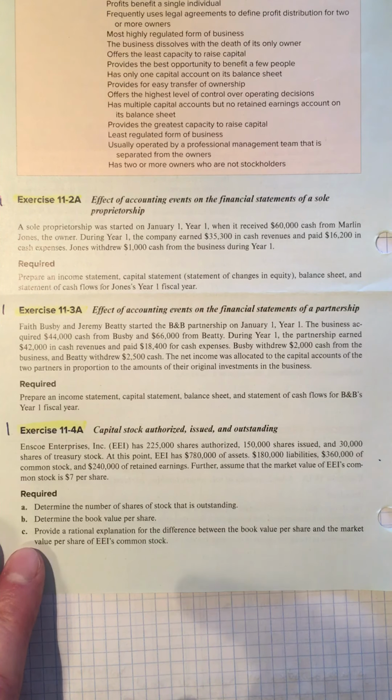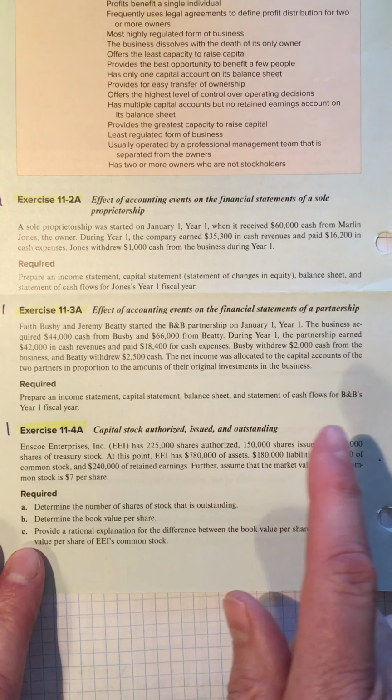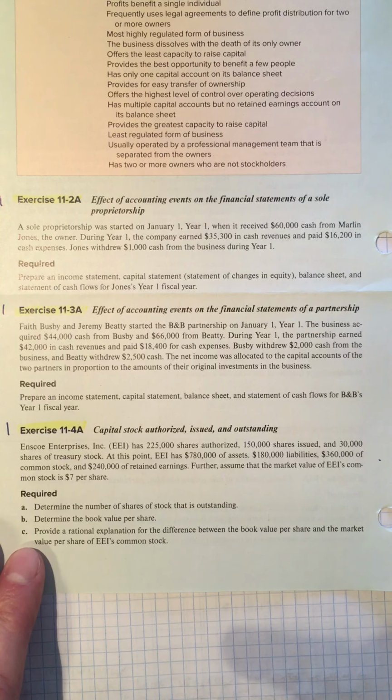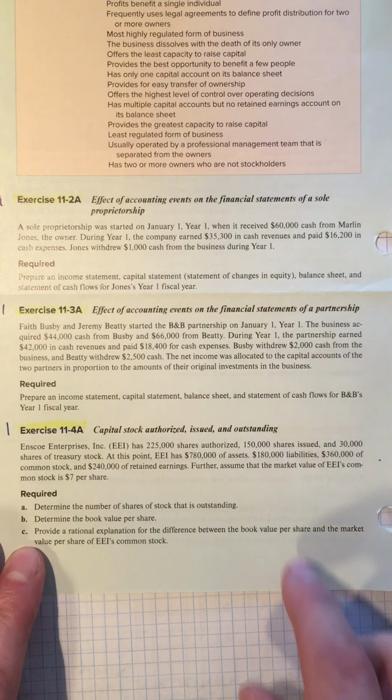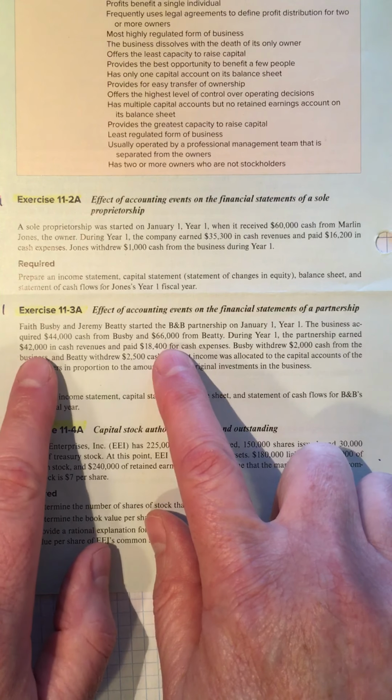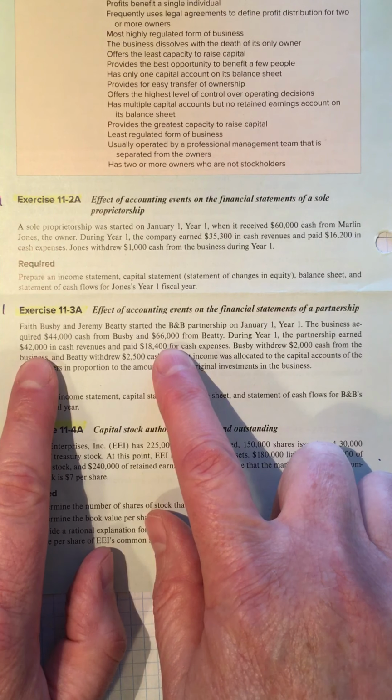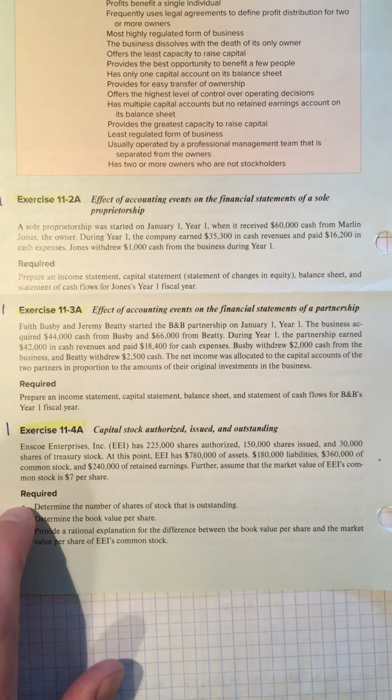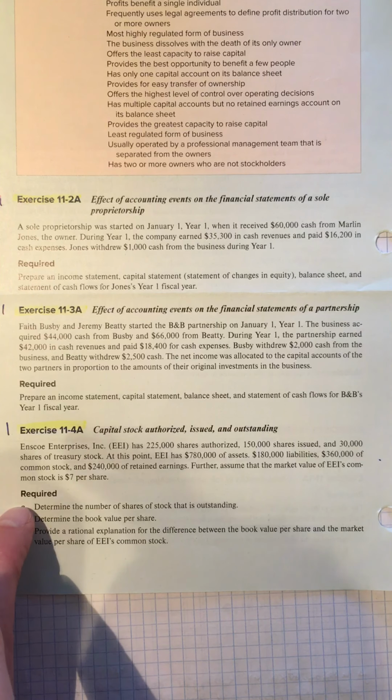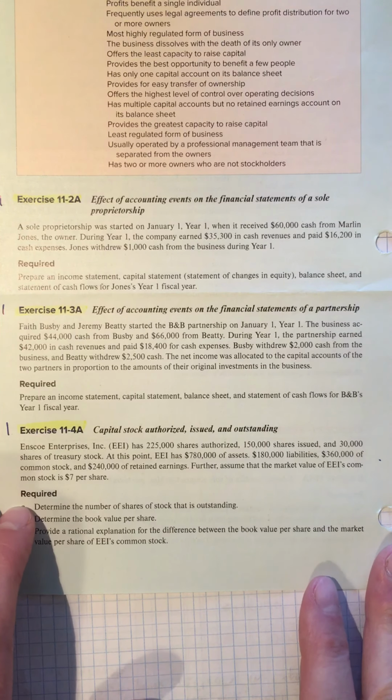It says here, this is important, the net income was allocated to the capital accounts of the two partners in proportion to the amounts of their original investments. So their original investments were $66,000 and $42,000 for a total of $110,000. So Busby is going to get $66,000 divided by 110, that percentage of net income, and the other partner, Beatty, is going to get $42,000 divided by 110 for their portion of net income.